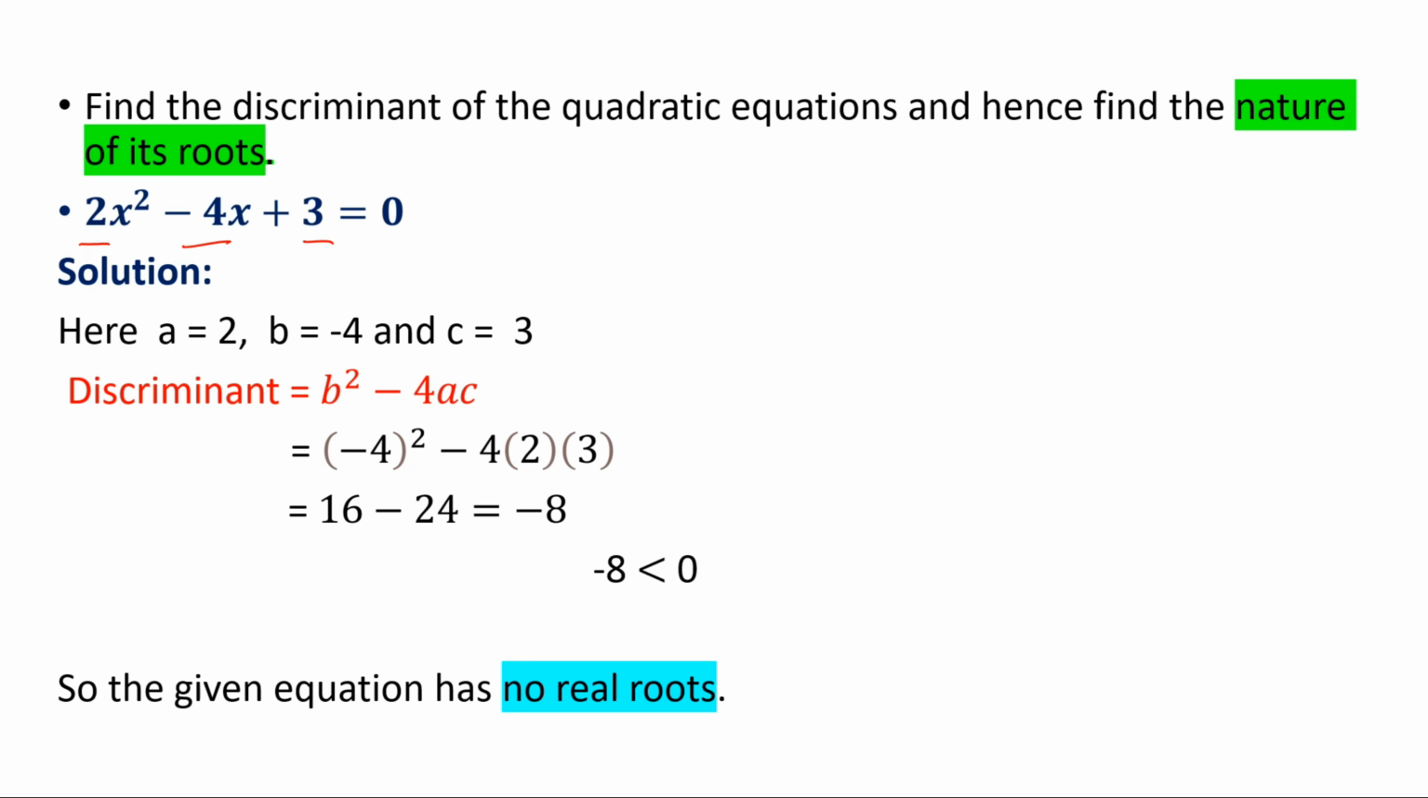Okay, so we can say that if the discriminant is greater than 0, then we would have two distinct real roots. If the discriminant is equal to 0, then two equal real roots or repeated roots. And if the discriminant is less than 0, then no real roots or imaginary roots.